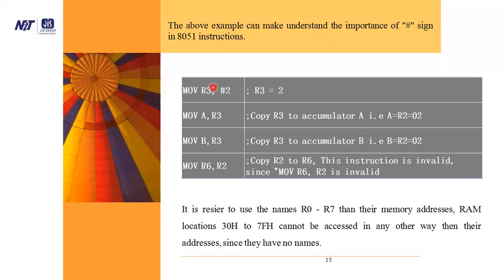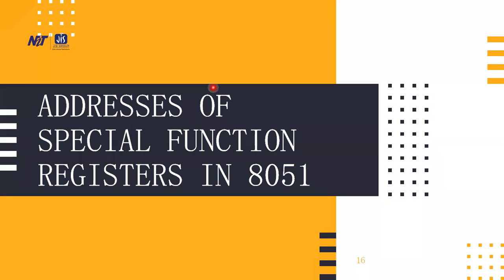It is precise. It is easier to use the names R0 to R7 than their memory addresses. RAM locations 30 to 7FH cannot be accessed in any other way than their addresses, since they have no names.